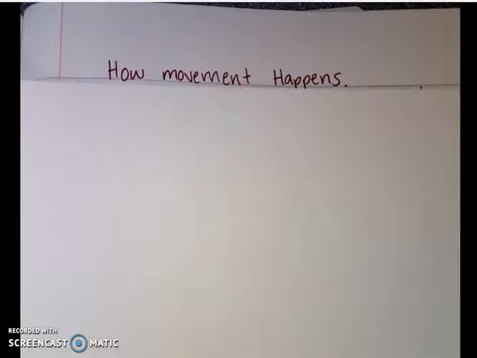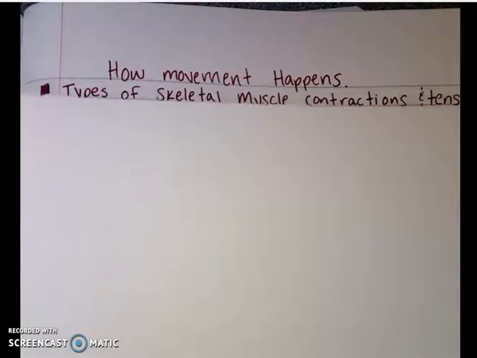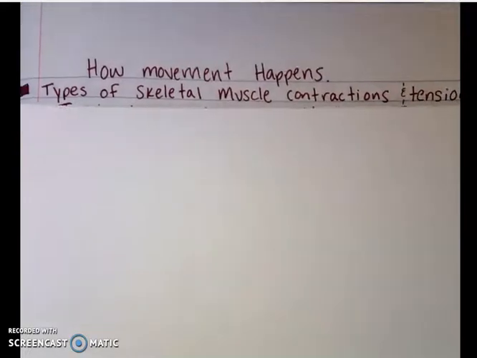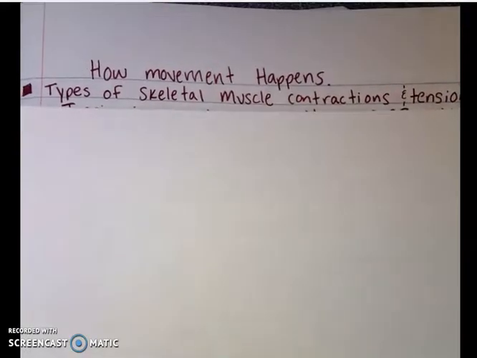All right, today's notes we're going to cover how movement happens, and we're going to go over the different types of muscle contractions, as well as the steps needed for a muscle contraction to occur. So the first thing we're going to go over is the types of skeletal muscle contractions, also kind of known as the tension stuff.